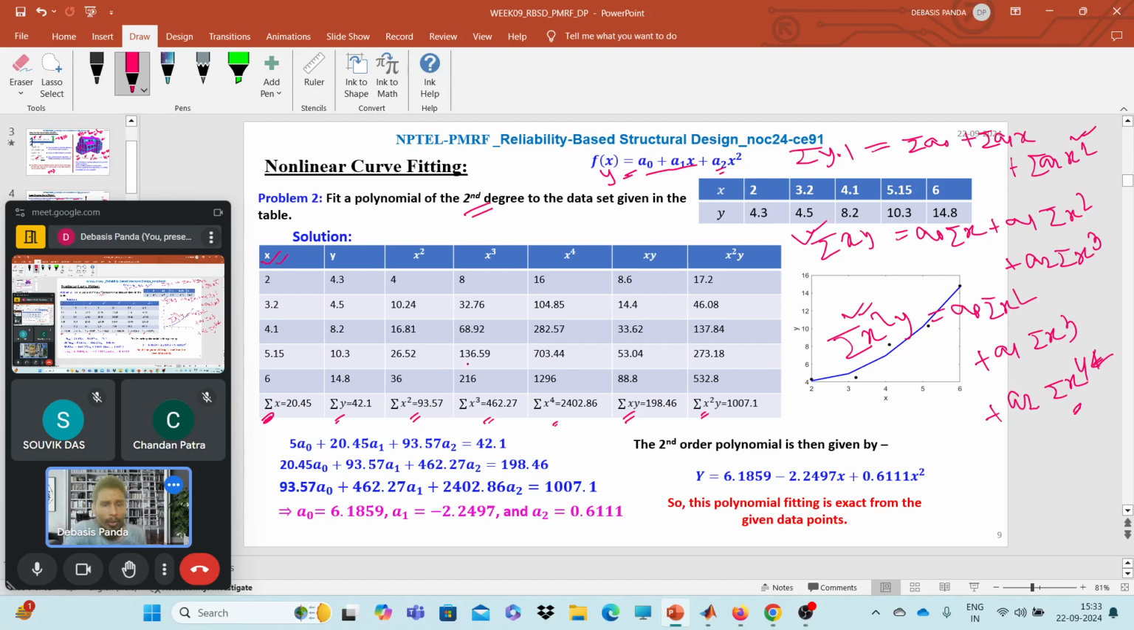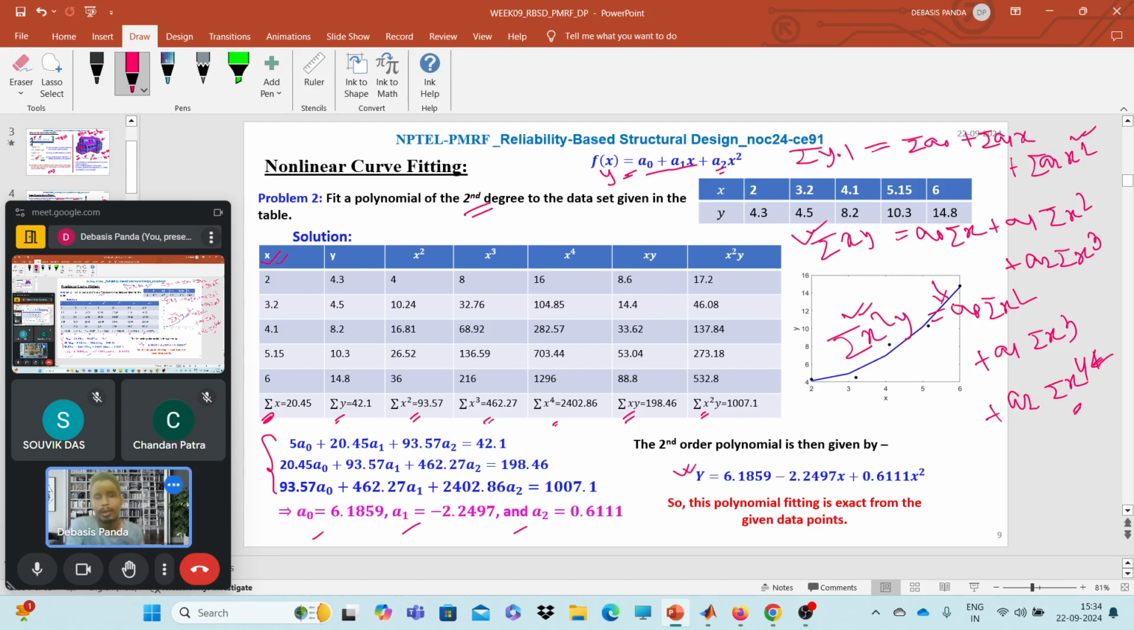Now, put all these values into these three normal equations and you will have these three simplified equations where the unknowns are a naught, a1, a2. Now solve these three equations, you will have a naught, a1 and a2 values like this. So this is your final polynomial which we wish to fit here. And we have seen that this is the polynomial function we have fit, and that gives us a good fit also.